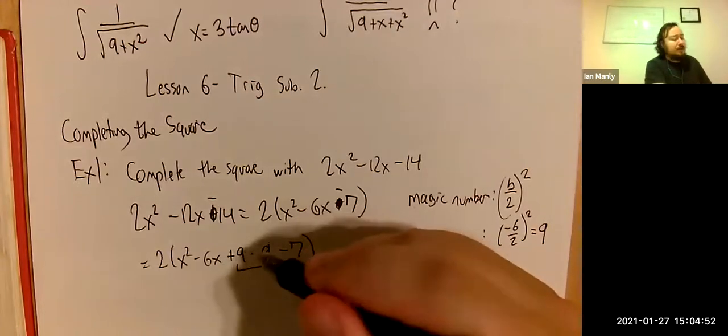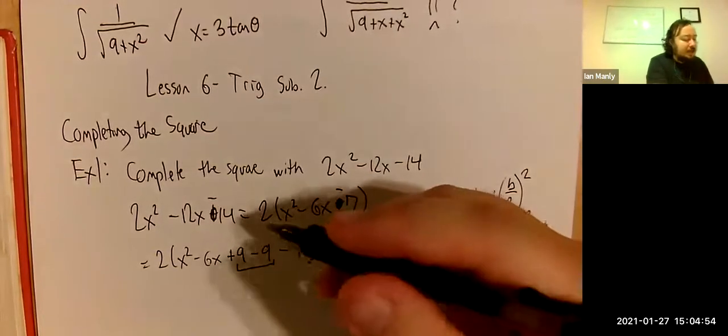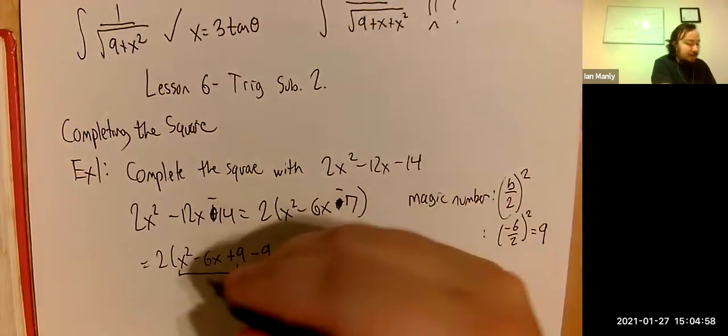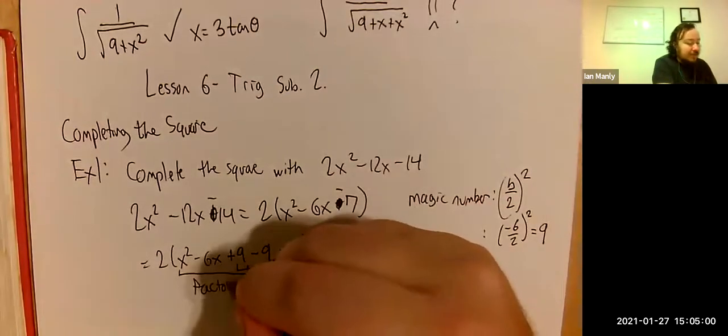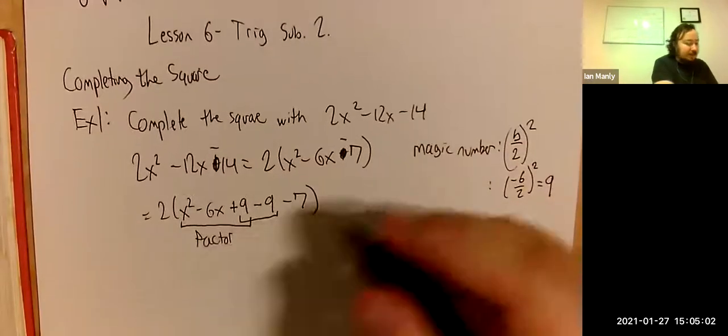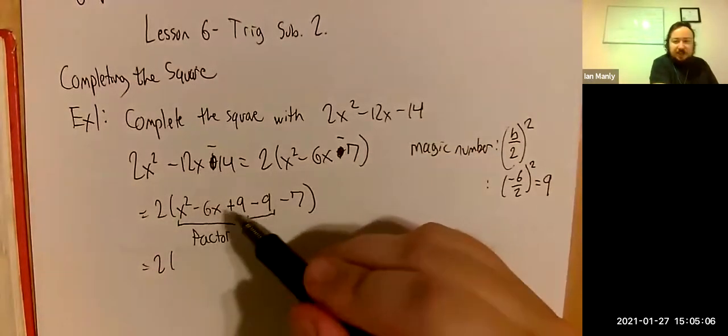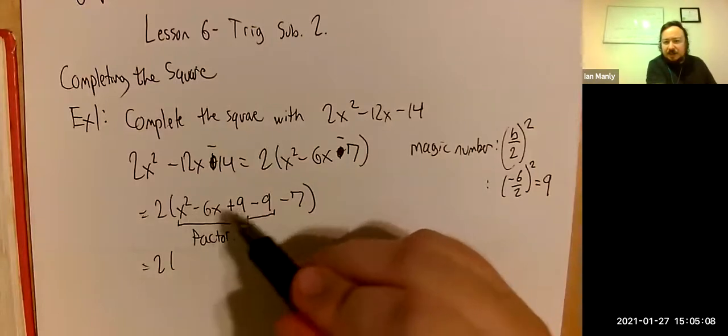Now, the reason why this number is so special is that if we look at the first 3 terms, if we write it in this way, we should be able to factor these. So if we do that, let's see, do we have any factor fiends out there? Does anyone know what this is going to factor into?